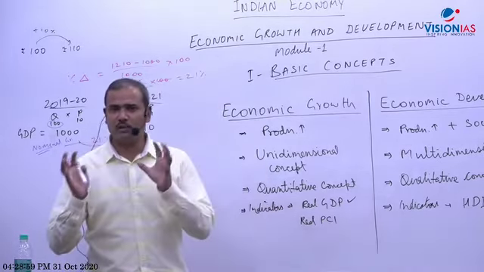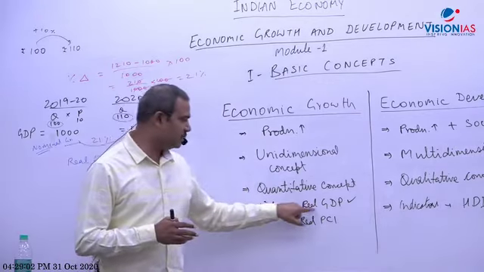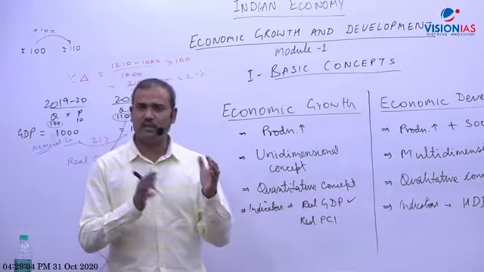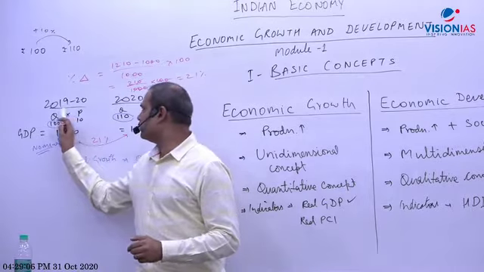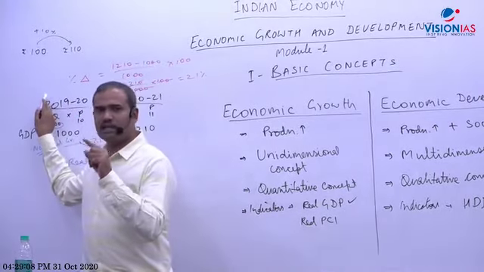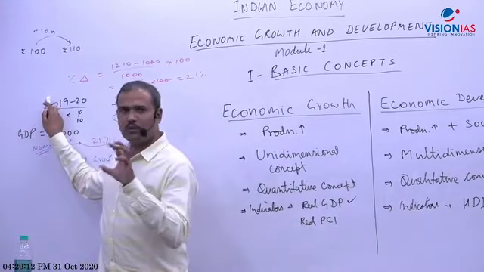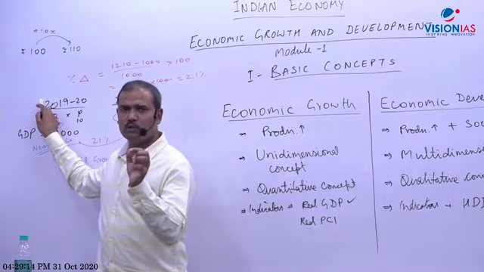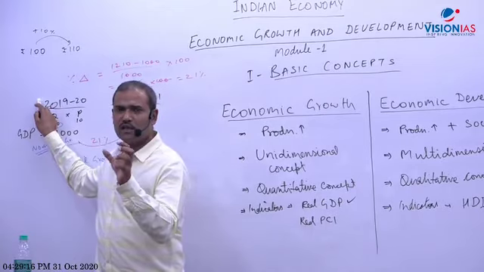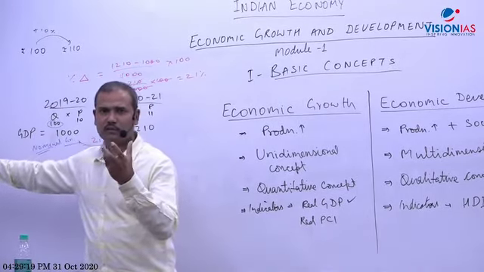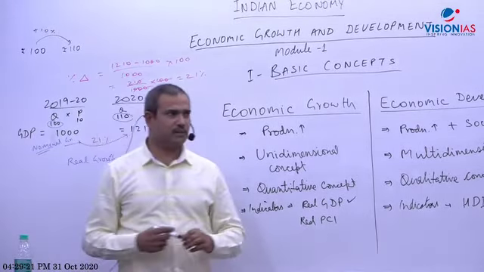So how do we estimate economic growth? On the basis of GDP. Our GDP, meaning real GDP, grew by 4.2%. It means that in this year, we produced 4.2% more goods and services as compared to the previous year, in actual terms, meaning without considering inflation. Got the point?